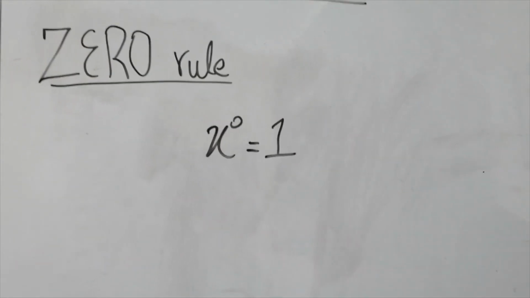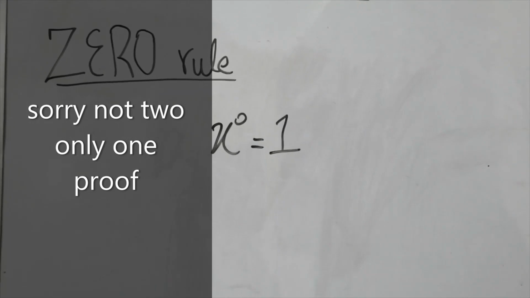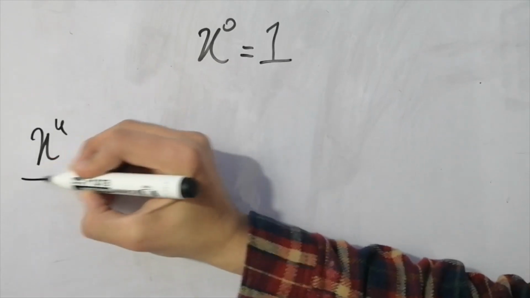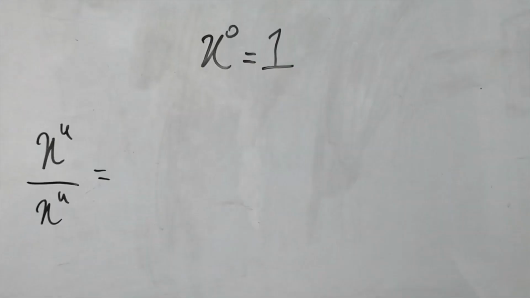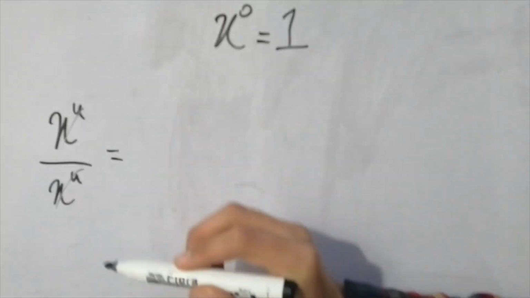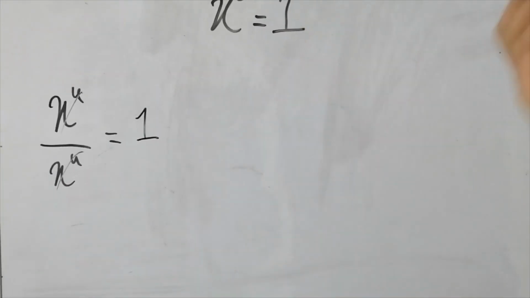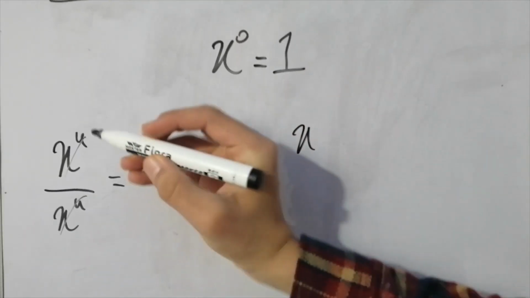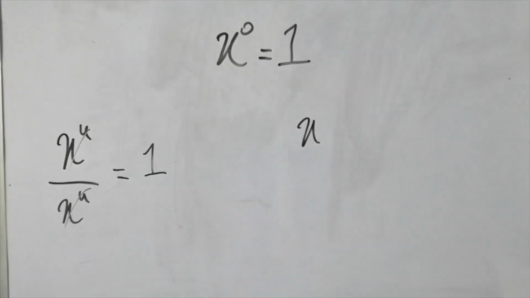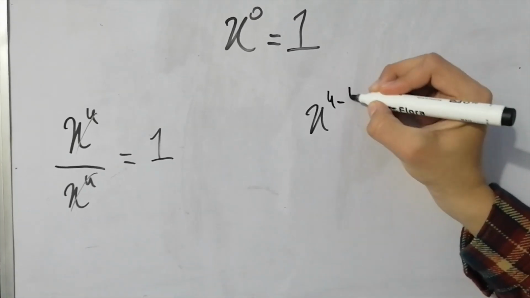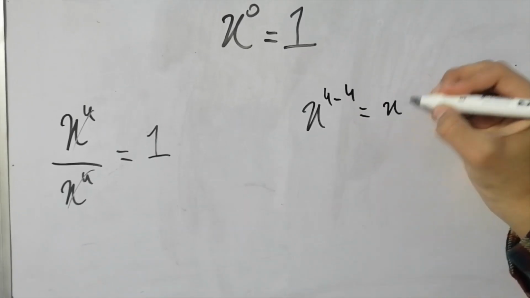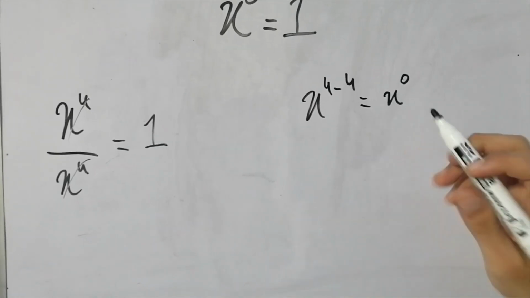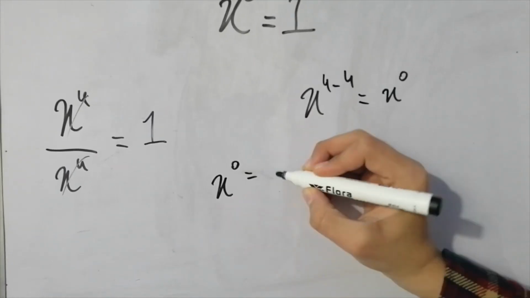Okay, so for the proof of this zero rule, we actually have two proofs. The first proof is, for example, if we take x power 4 and divide it by x power 4, the simple proof is we can just cancel these two and it leaves us with 1. That's the first proof. The second proof is we solve it in a different method: x power 4 divided by x power 4. If we use the division rule, we're left with x power 4 minus 4, which is x power 0. So if this equals 1, then obviously this equals 1 as well. Hence we have x power 0 equals 1.